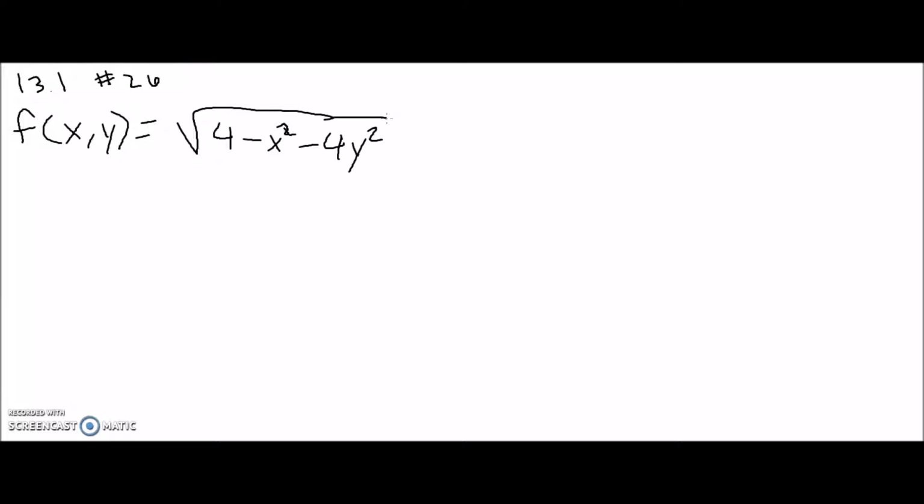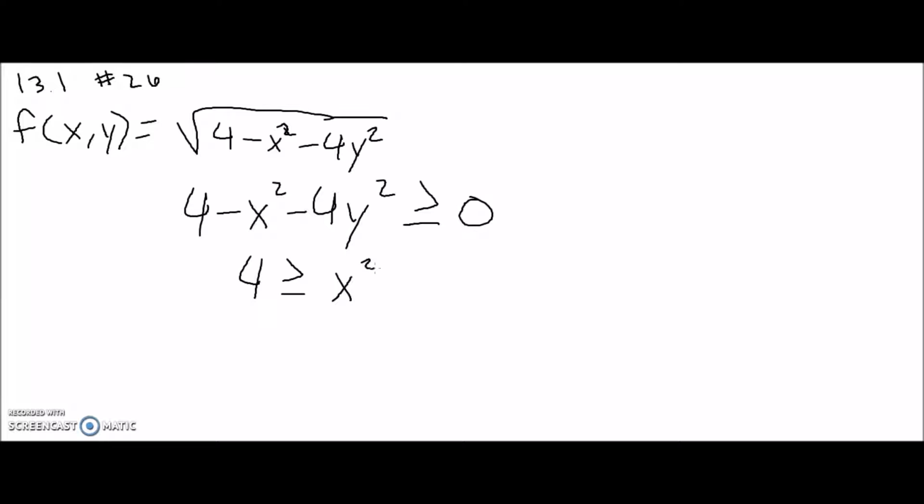First step in this problem, as we normally would do, anything underneath the square root has to be greater than or equal to 0. So we can set 4 minus x squared minus 4y squared greater than or equal to 0. What I'll do next from here is shift the x squared and y squared to the other side, because when I look at it, I see that it's going to become an ellipse eventually. So to put it into ellipse form, we get 4 is greater than or equal to x squared plus 4y squared.